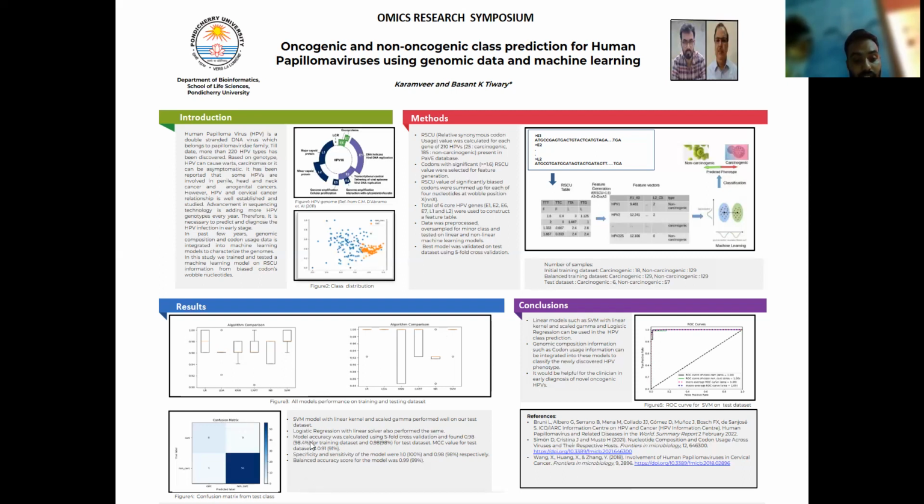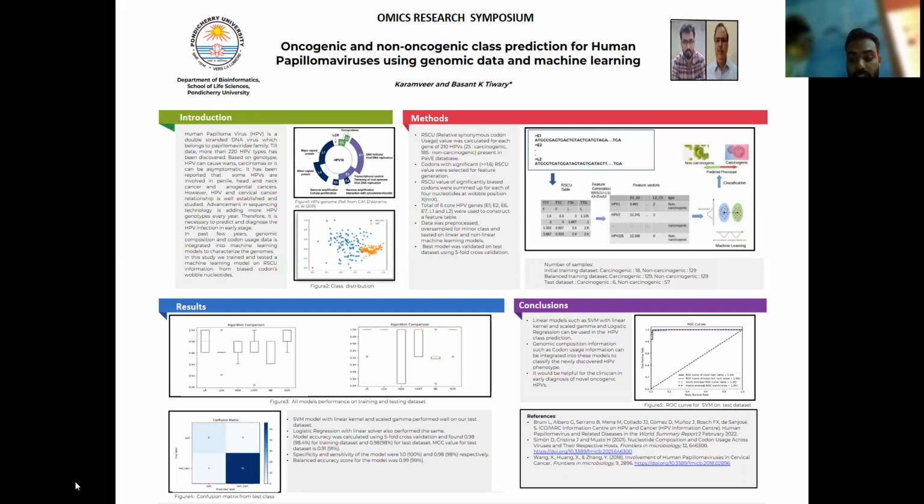At the end, with SVM, the model accuracy on 5-fold cross validation was 98.4% on the training data set and 98% on the test data set. The MCC value on the test data set was 90.91, which is 91%. Specificity and sensitivity are important measures in evaluating machine learning model accuracy. We have specificity of 100% and sensitivity of 98%, and balanced accuracy on our imbalanced test data set was 99%.